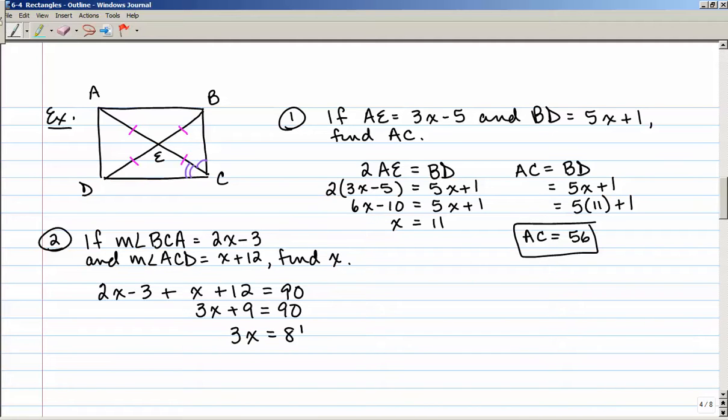3x equals 81, or x equals 27. So in this problem I was given algebraic expressions for this purple angle here and then for this purple angle down here, and I know that the two of those have to add up to 90 because every angle of a rectangle is a right angle.